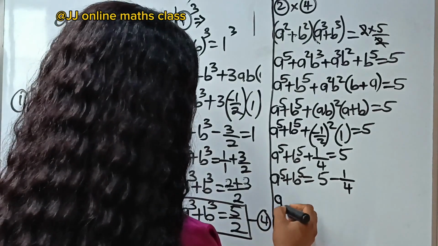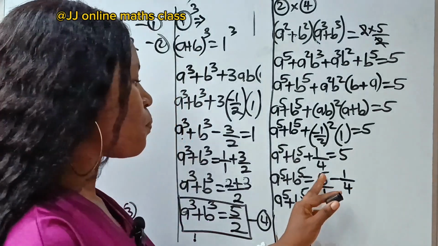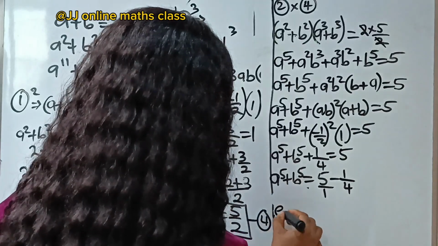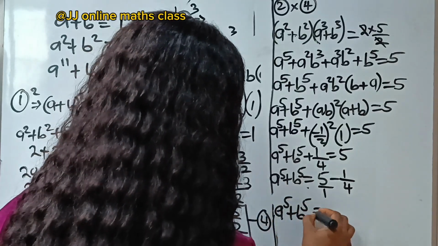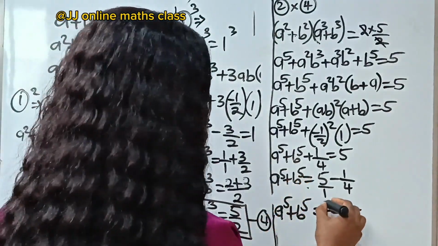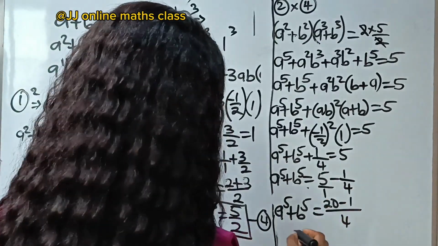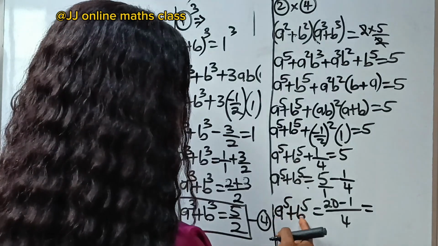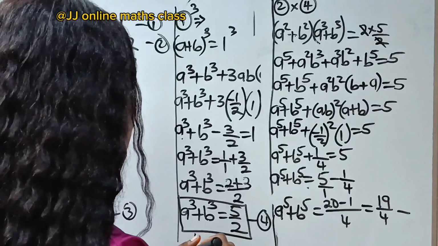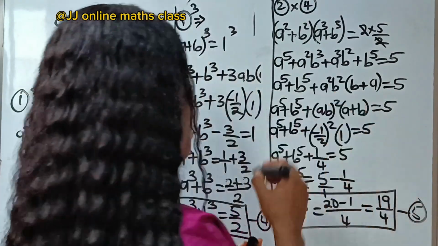Okay, now let's solve. A to the power of 5 plus b to the power of 5 is equal to, this is the same thing as 5 over 1. Now, let me bring this down a bit. The LCM is 4. When 1 divides 4, we still have 4. 4 times 5 is 20. Minus, when 4 divides 4, you have 1. 1 times 1 is 1. So we have that a to the power of 5 plus b to the power of 5 is equal to 19 over 4. Now let's call this equation 5.